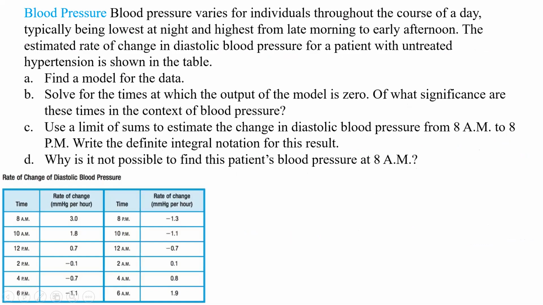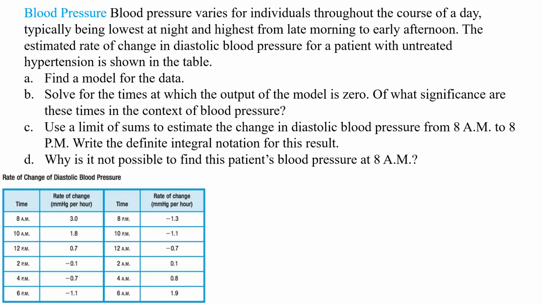All right, so let's do another one before we pause here. So we're going to do blood pressure. It says the blood pressure varies for individuals throughout the course of a day, typically being lowest at night and highest from late morning to early afternoon. So the estimated range of change in diastolic blood pressure for a patient with untreated hypertension is shown in the table below. And we're supposed to model the data.